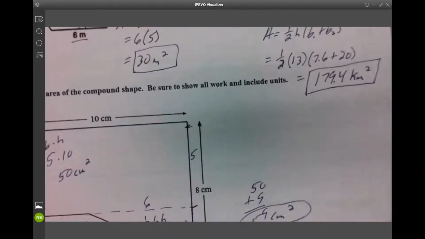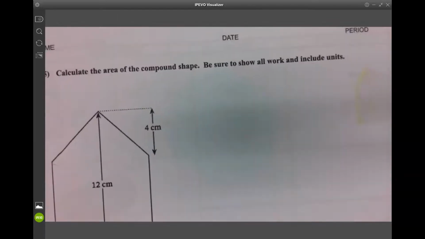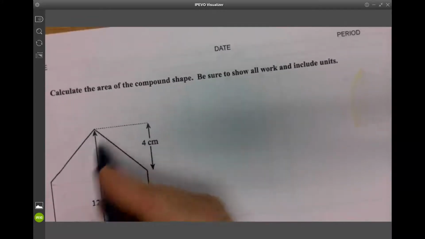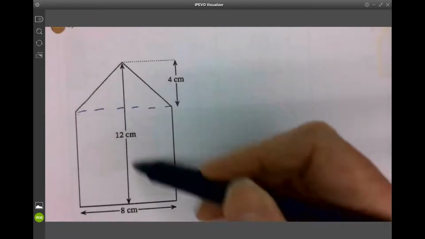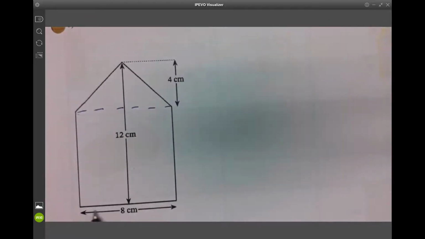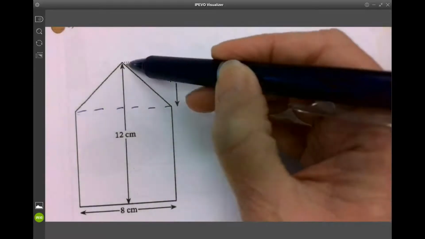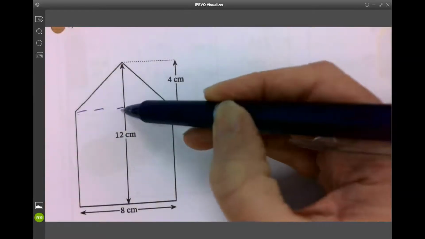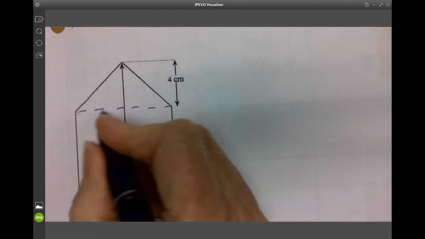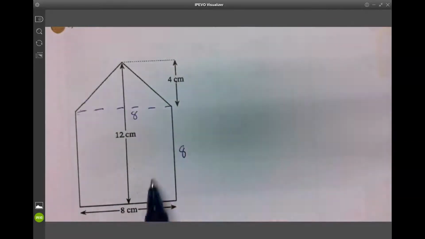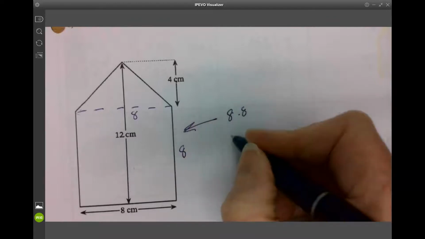We already did number 14 last time in the last video, so if you want to see that one, go back to the last video. Calculate the area of the compound shape. So we're going to draw a line right here, because then I have a triangle and I have a rectangle. So here I have, this is 8, so the height of the entire thing is 12. Well, from here to here is 4, so from here to here is 8, because I take 12 minus 4. This side is also 8. This is 4.